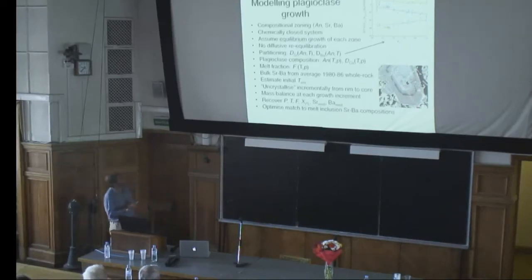We look at the zoning in anorthite, strontium, and barium. We assume the system is chemically closed on the scale of an individual eruption. We assume that growth occurs at equilibrium. I'm happy to address questions on that if anyone's concerned.